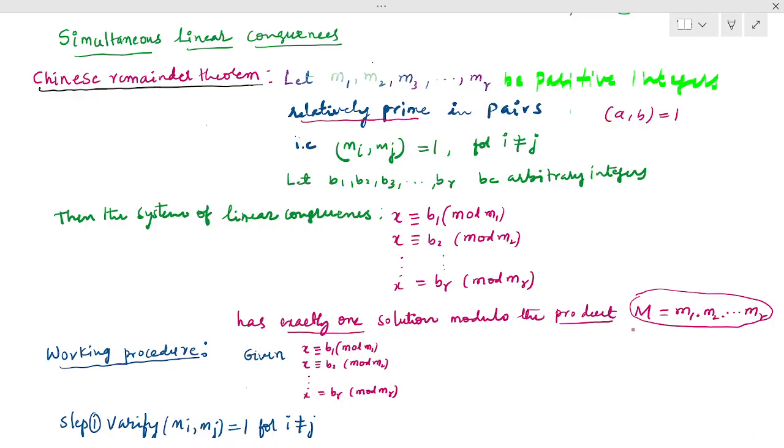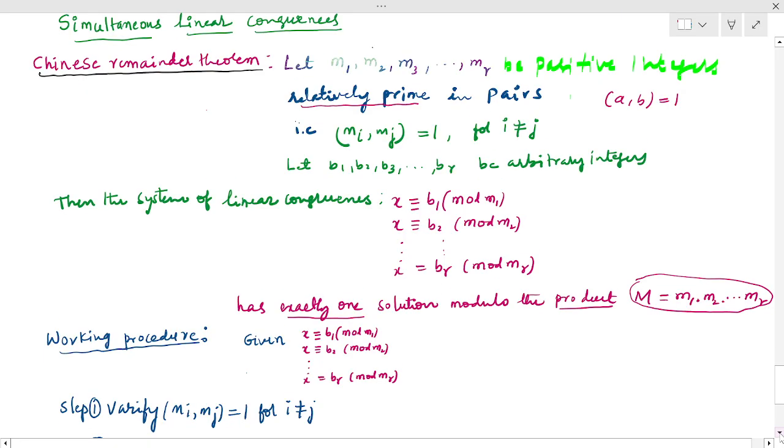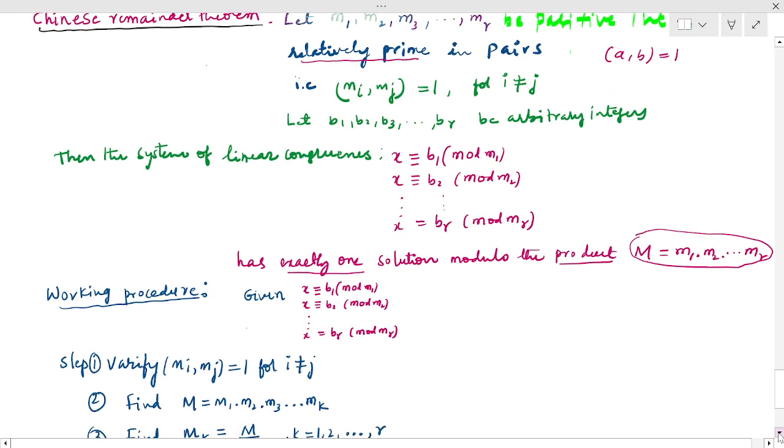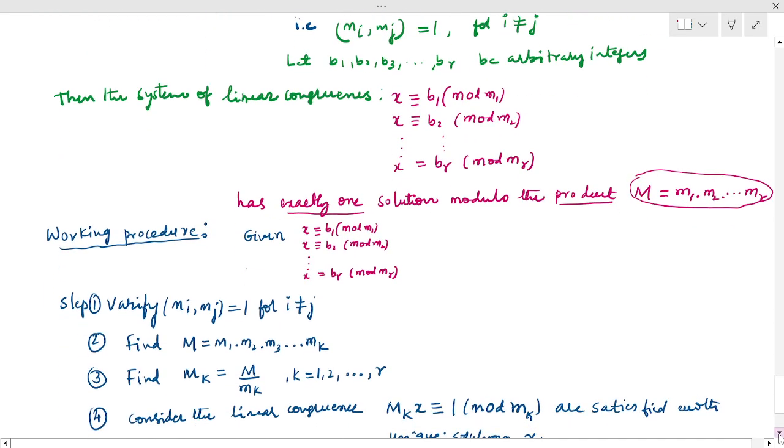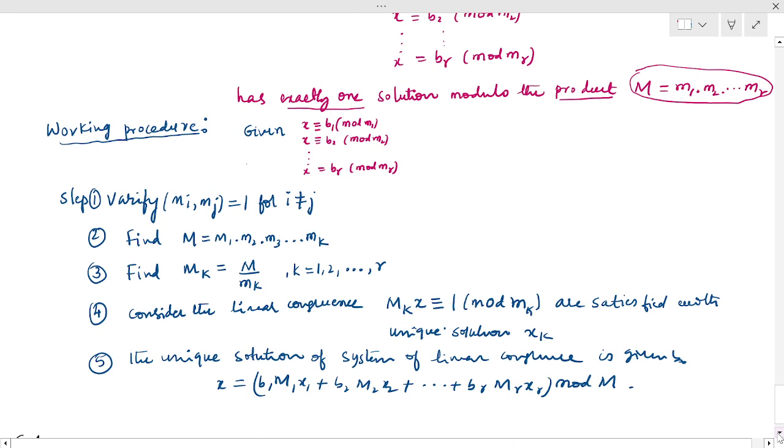Now, what is the working procedure? The working procedure is very simple. We have 5 steps to follow here. We are given a system of linear congruences: x is congruent to b1 mod m1, x is congruent to b2 mod m2, and so on, x is congruent to br mod mr.